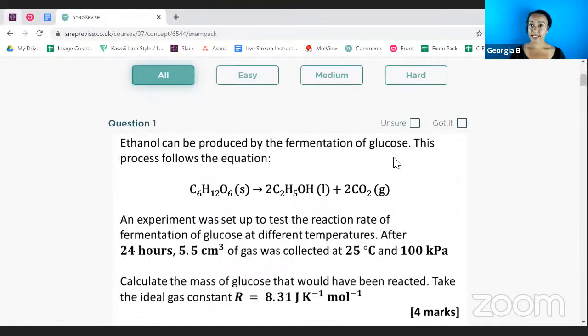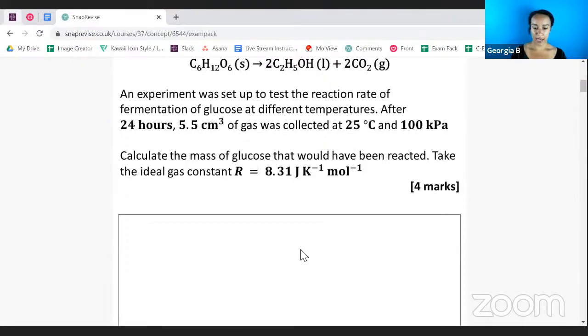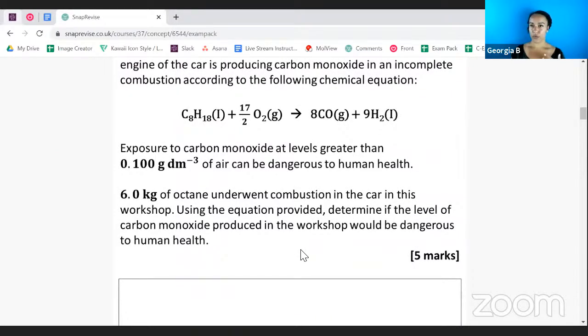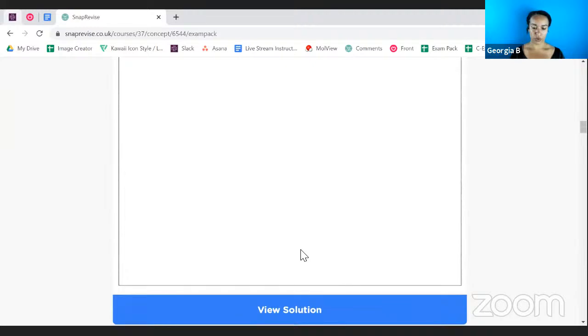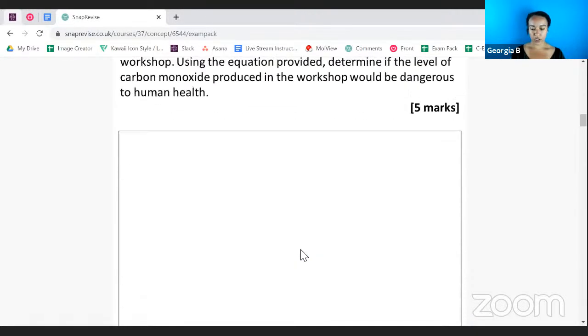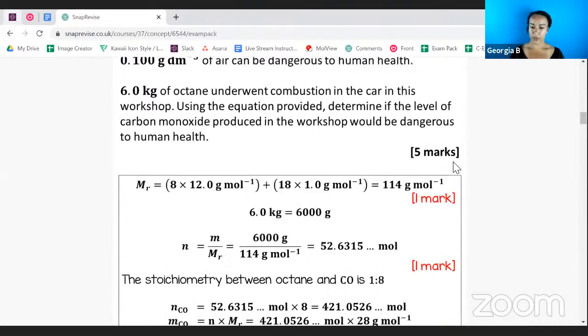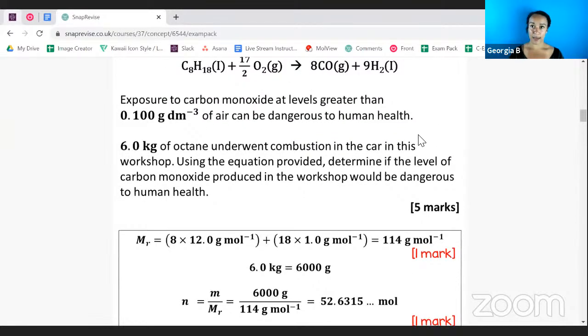And then we also have exam packs. The exam packs have a bunch of exam questions that we've written for when you run out of the exam questions in past papers, so that you can do those. Then you answer the question yourself, and then you can view the solution and mark it the way you would mark your own exam papers.